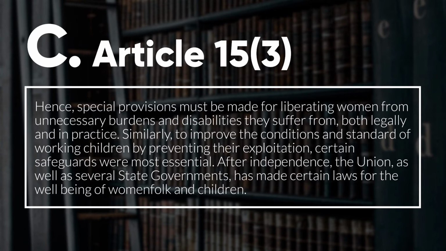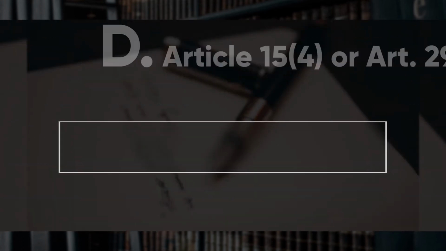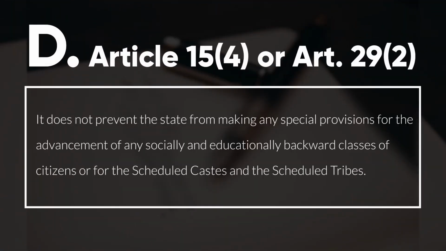essential. After independence, the Union, as well as several state governments, has made certain laws for the well-being of women and children. Article 15(4) and 29(2) do not prevent the state from making any special provisions for the advancement of any socially or educationally backward classes of citizens or for the scheduled castes and scheduled tribes.